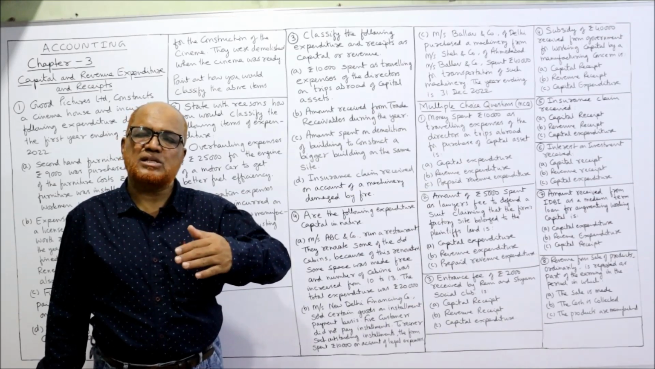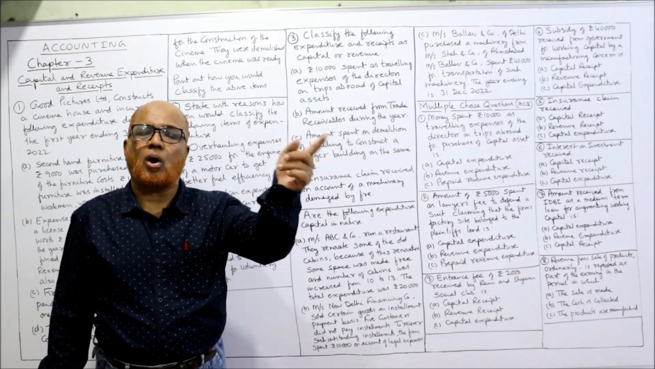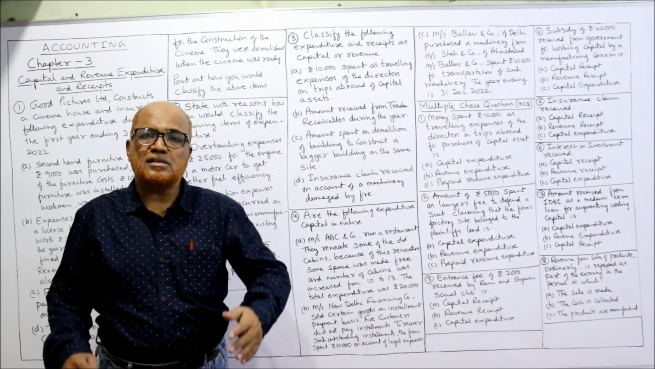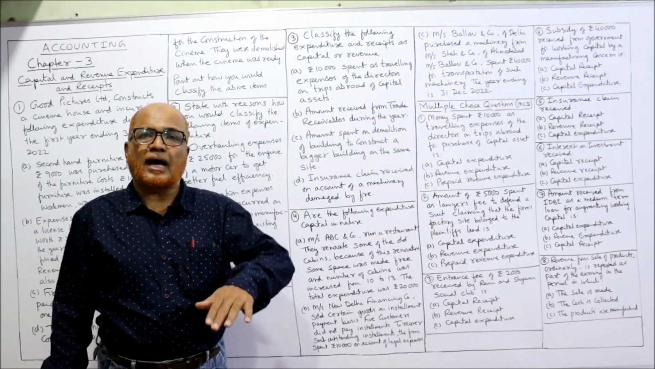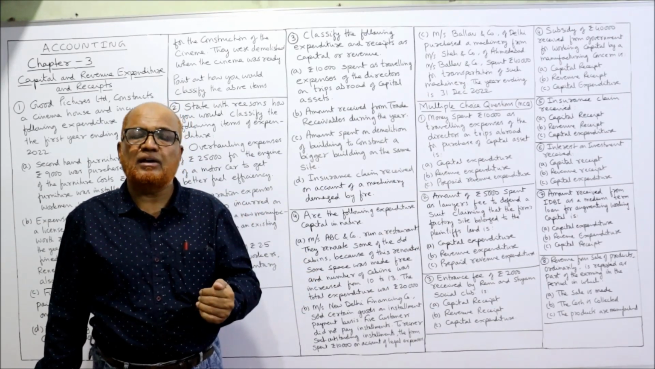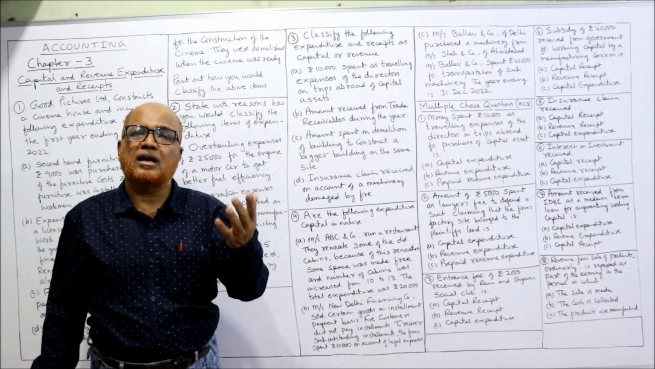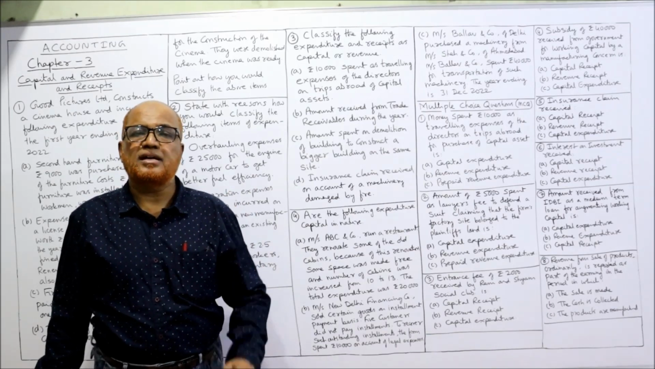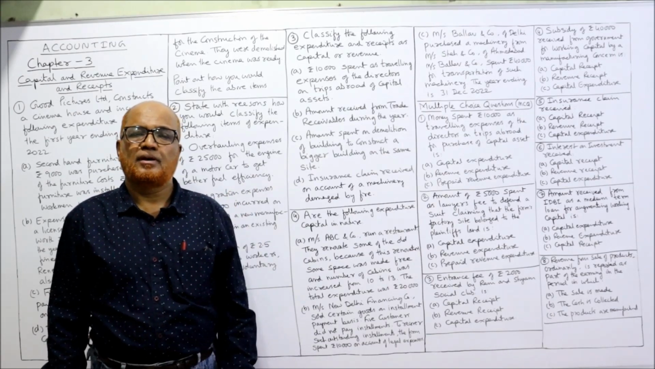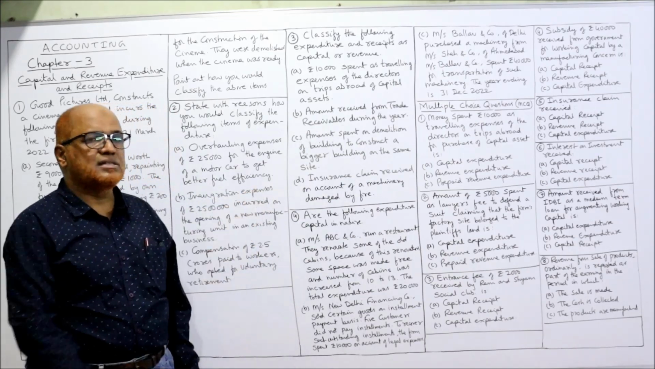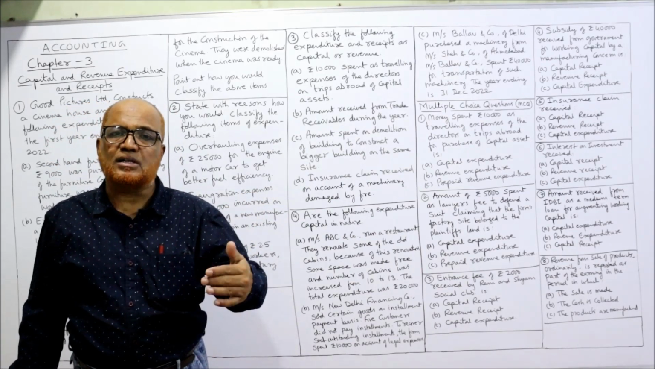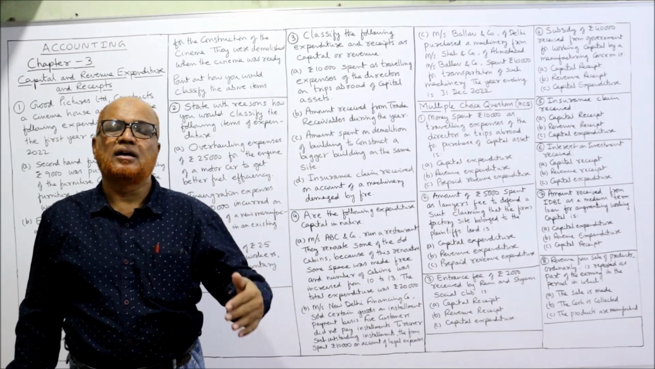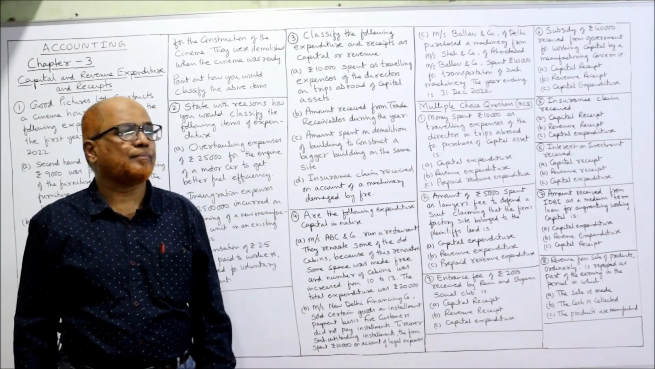Every now and then the business will sell the goods to customers on credit. These are called trade receivables. From time to time we will receive the money from trade receivables. It's a recurring receipt. It's a revenue receipt. The amount received from trade receivables is a revenue receipt because it is a continuously recurring receipt.